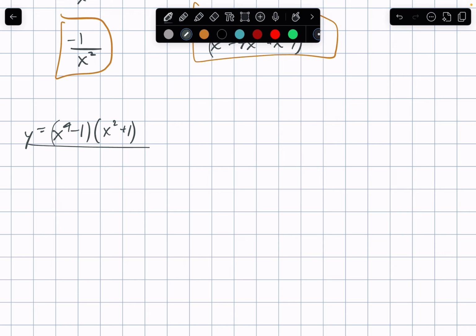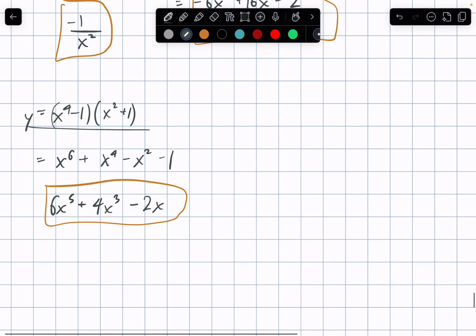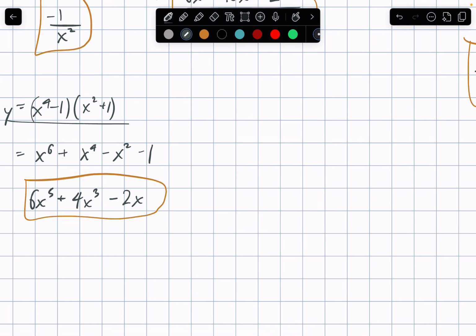There are two ways to solve this. We could use product rule, or we could just simplify, apply FOIL method first. Like so, and then we start deriving. So for each term, 6x raised to 5 plus 4x raised to 3 minus 2x. Yeah, this is the final answer already. So clearly, not using product rule is a wise choice. It saves a lot of time. But let's try to do it anyways to show you a comparison.